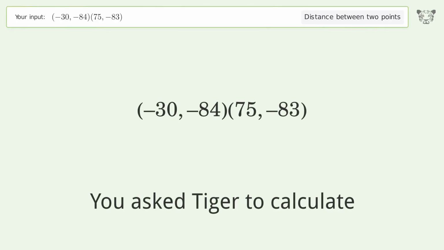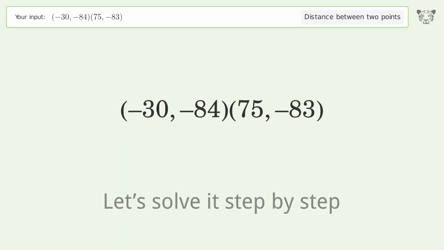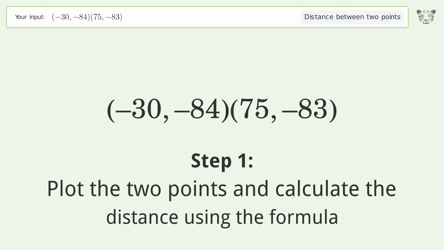You ask Tiger to calculate. This deals with the distance between 2 points. The distance between the 2 points is the square root of 11,026, or 105.005. Let's solve it step by step. Plot the 2 points and calculate the distance using the formula.